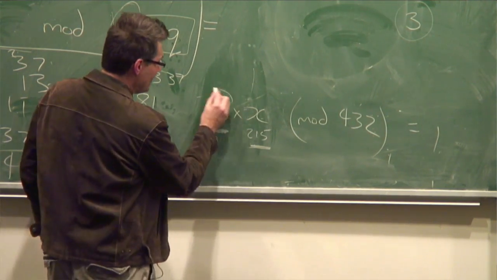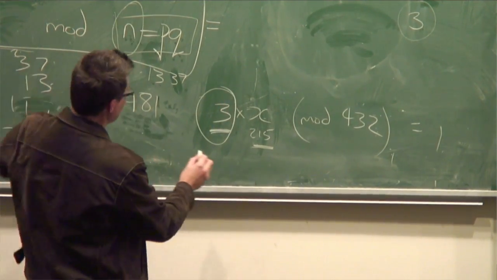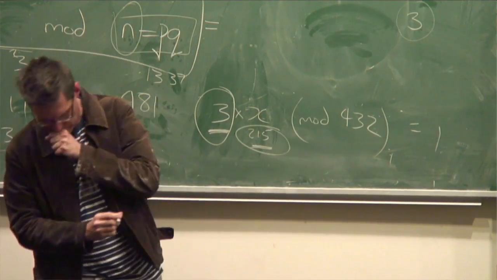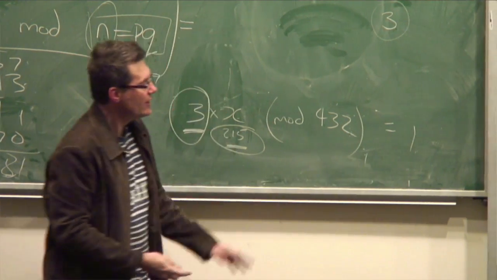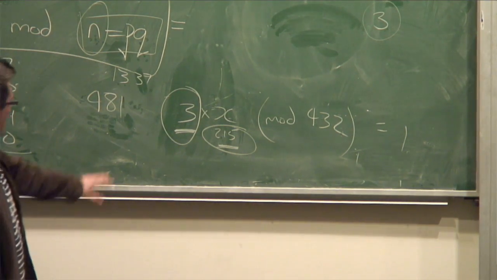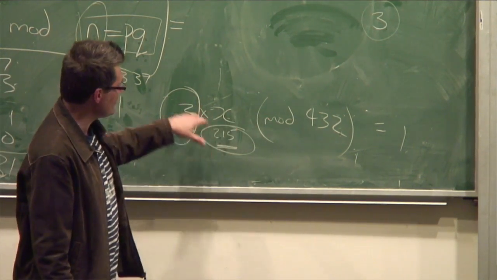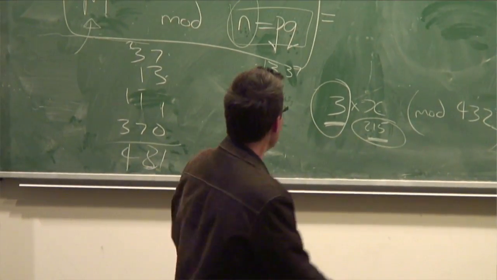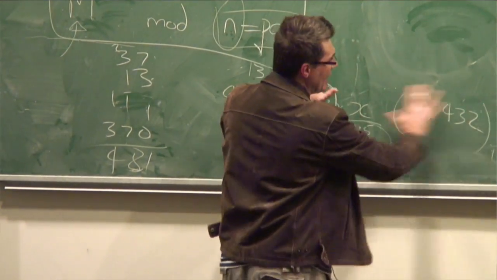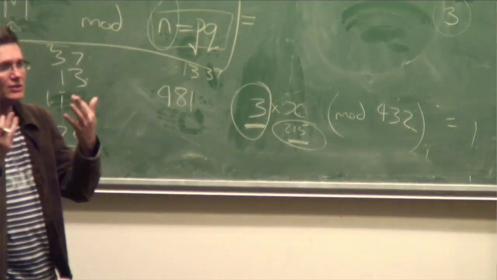So this is how we work it out. If one of the magic numbers is 3, then the other one's going to be 215, suppose. Because 3 times 215 is 1 mod this. So lo and behold, everything will work out miraculously if we pick the two numbers that way, and RSA will work, and we'll be able to encode and decode. And you can work out the inverse. There's a simple algorithm to work it out. It just uses the GCD algorithm.